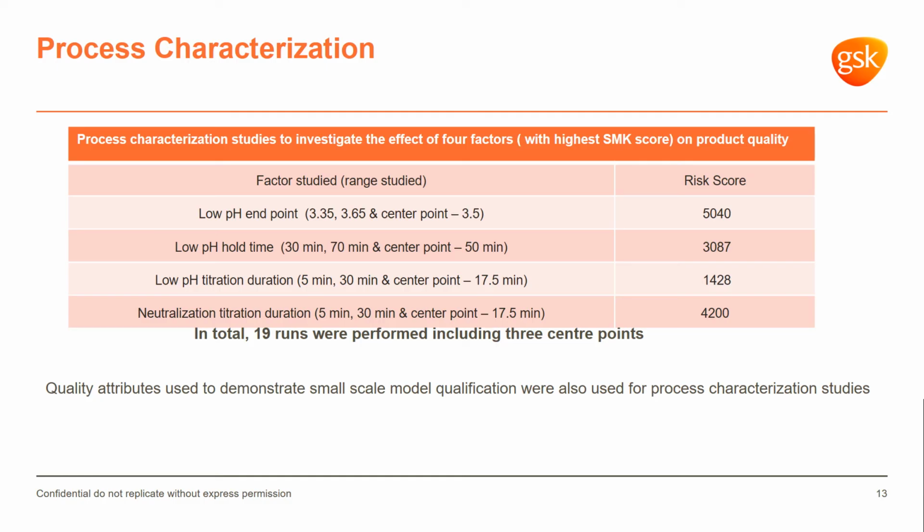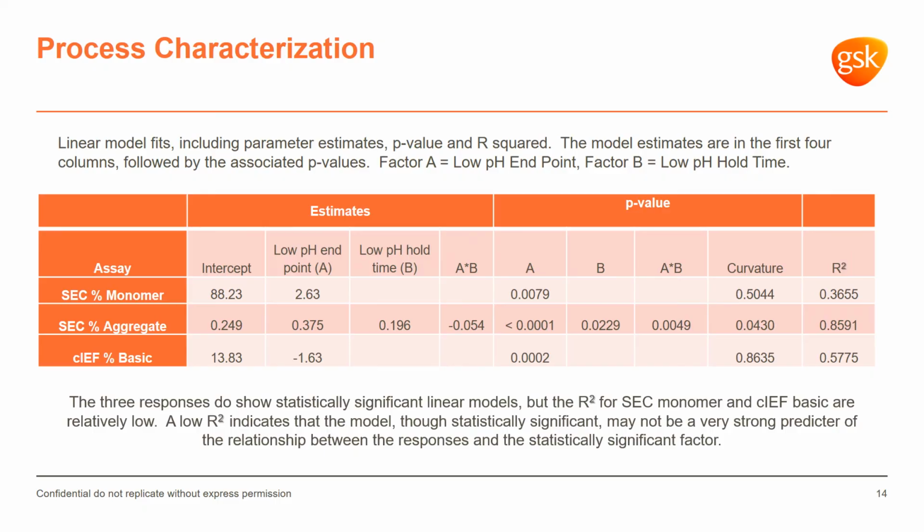Then we started to go into the process characterization. As I mentioned, the four parameters that we wanted to look at for process characterization were established based on a risk analysis framework that is used by most companies nowadays. This resulted in a DOE with about 19 experiments, including the 3 center points. The quality attributes that we measured for process characterization were the same that were used for the small-scale model qualification in the previous slides. So finally, here are the results for the process characterization DOE.